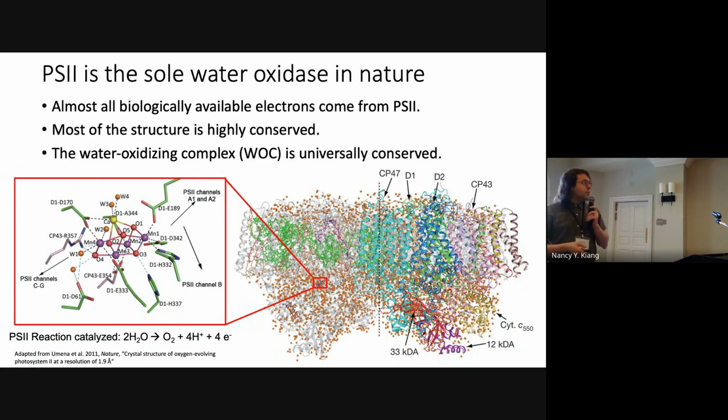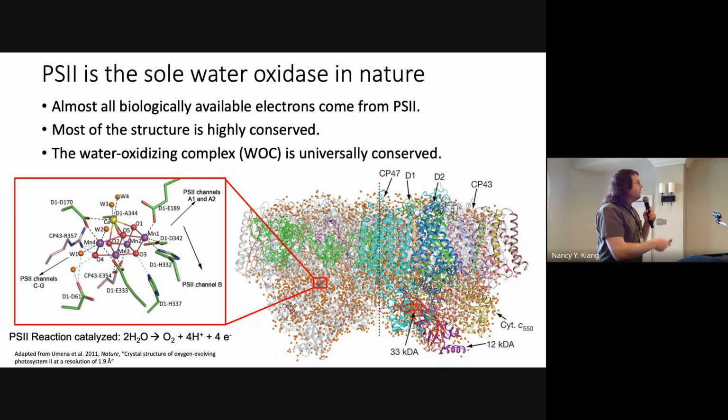Photosystem 2 is, of course, the only water oxidase that nature has evolved at this point, and it has this catalyst that Junko and Usha have given such a great introduction to already yesterday. So I'm not going to belabor this.